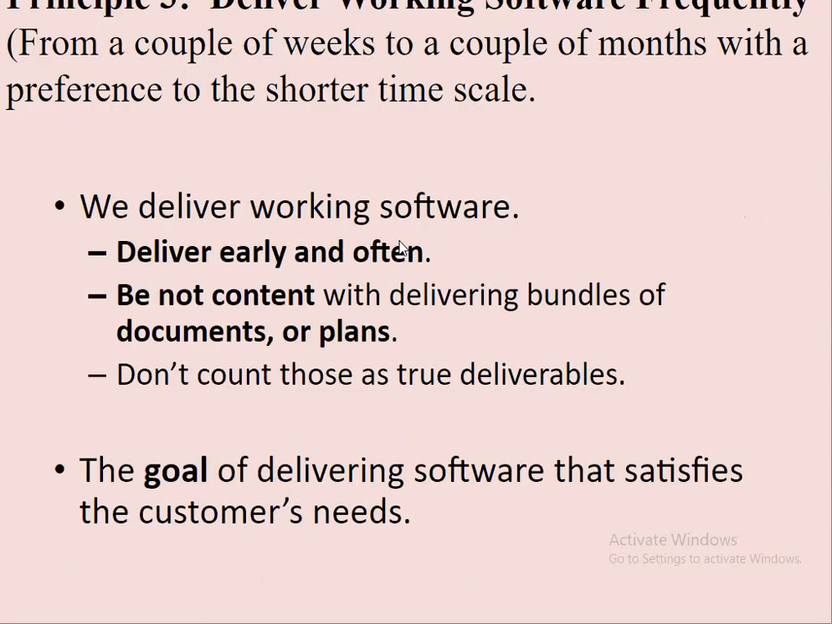Then principle number three: deliver working software frequently. That is nothing but your iteration, your sprint cycle, from a couple of weeks to a couple of months, with a preference for the shorter time scale. If your software development life cycle is of 1 year, we will not have just two iterations, first six months, second six. No, it should be of shorter duration and it should be very frequent.